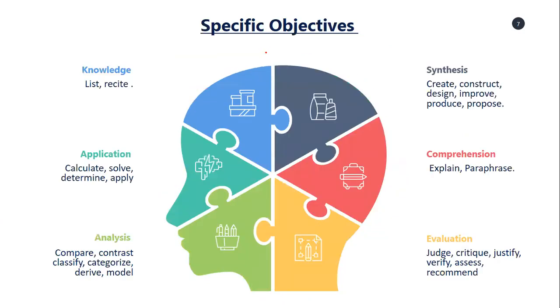But when we come to specific objectives, we have taken an example of Bloom's taxonomy to understand them. The specific objectives start with knowledge, that is, the existing knowledge a researcher has, which is listed down and taken as information. Such knowledge is applied in understanding what new insight you need. It is applied.